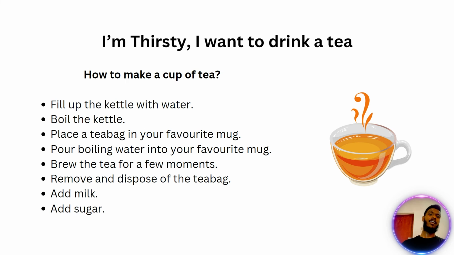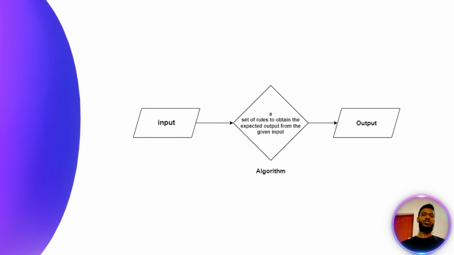Here I have given an example of a small part of the process of an algorithm. We give some input to an algorithm, and that algorithm has a set of rules to obtain the expected output from the given input. Imagine that we input some data, and the way we want to process that data will be output at the end of the algorithm. Okay, now I think you have a little idea about data structure and algorithm.